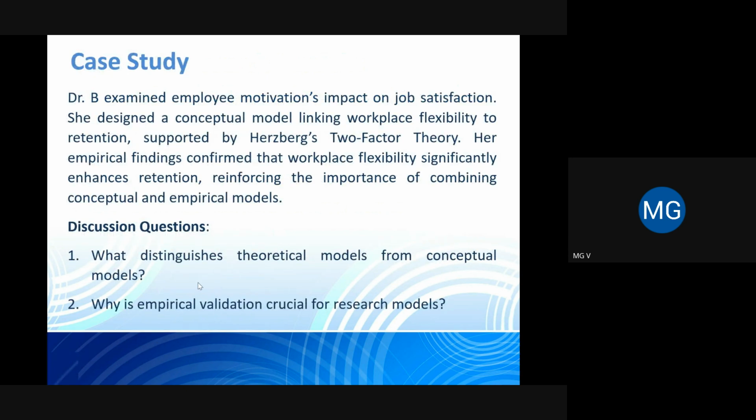For example, in human resource management, a conceptual model may depict the influence of workplace flexibility on employee retention. Theoretical backing ensures clarity, while empirical analysis confirms validity. So you must integrate all three models for comprehensive research. Dr. B examined motivation's impact on job satisfaction. She designed a conceptual model linking workplace flexibility to retention, supported by Herzberg's two-factor theory. Her empirical findings confirmed that workplace flexibility significantly enhances retention, reinforcing the importance of combining conceptual and empirical models.